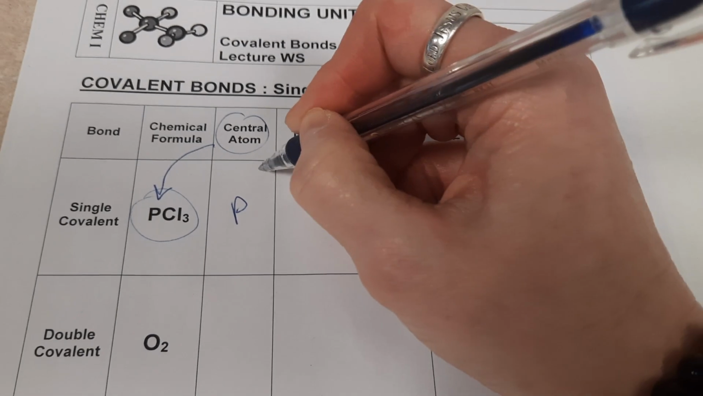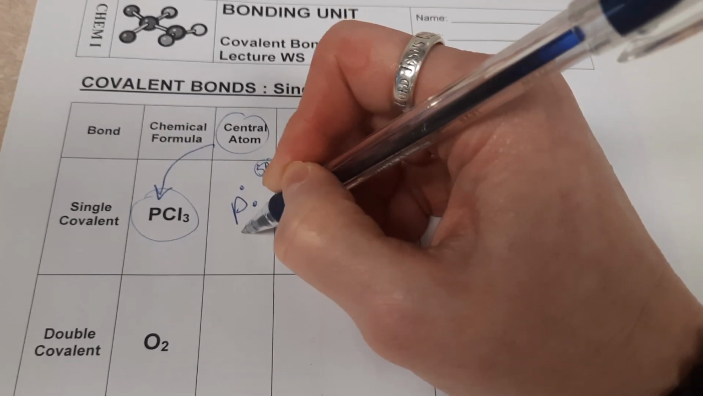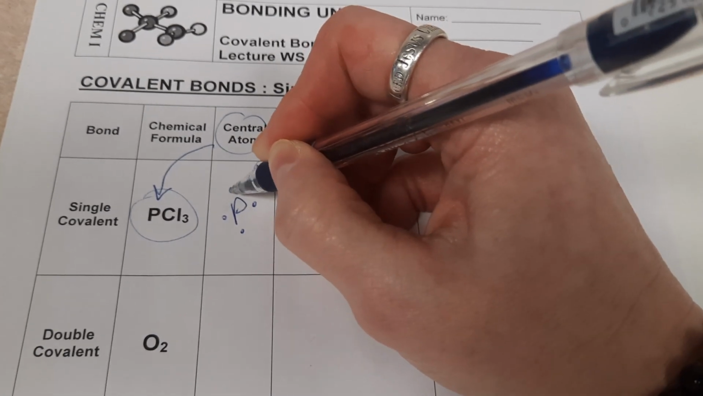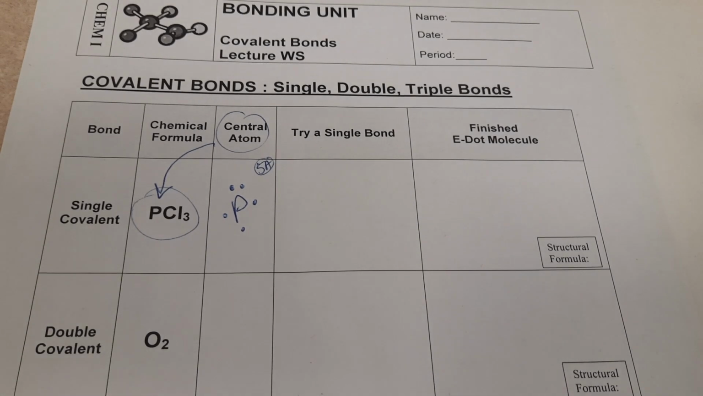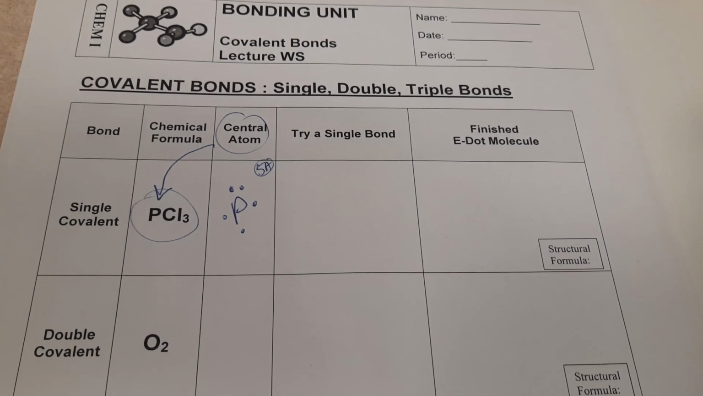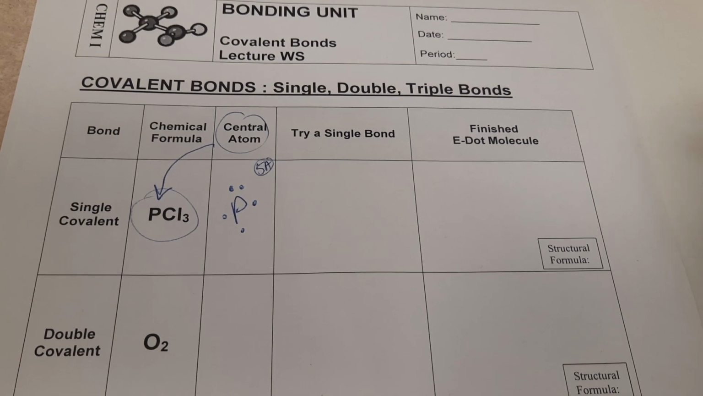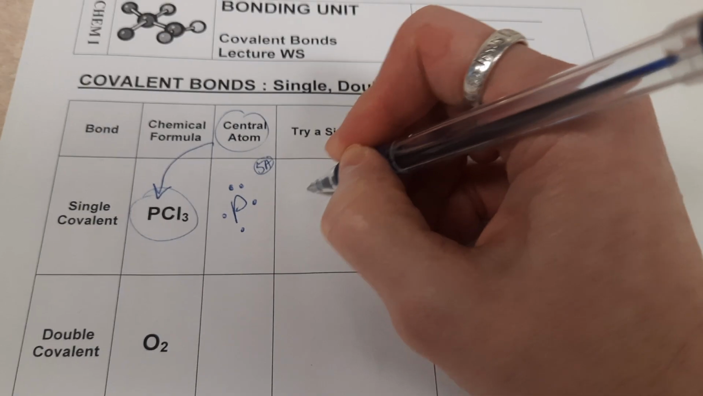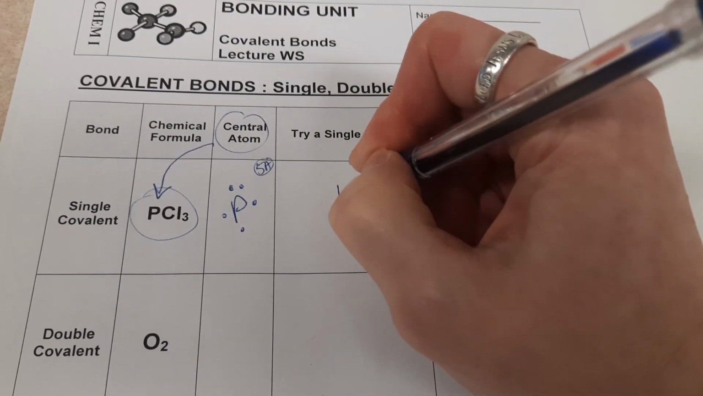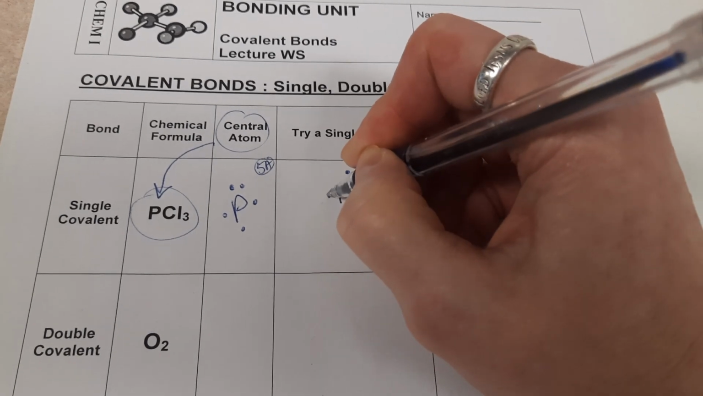Look on our periodic table. It's in column 5A, so it has 5 valence electrons. 1, 2, 3, 4, 5. By going around, I prevent myself from making more pairs than I ought to. So first thing we're going to try are single bonds to see if all of our singles get paired up. So I'm going to try my phosphorus here.